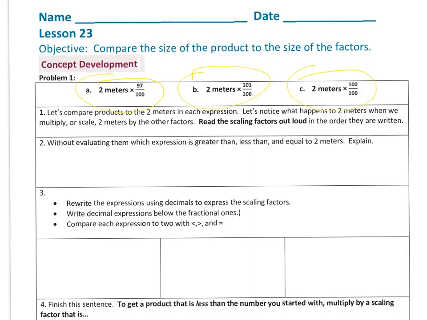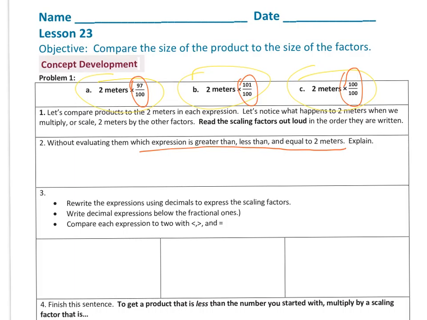So first, we're going to compare the products to the 2 meters, because we're starting with 2 meters in each of these problems. So let's notice what happens to 2 meters when we multiply or scale 2 meters by other factors. These numbers here are the scaling factors. Let's see what each scaling factor does to the 2 meters that we start with. Without evaluating, without sitting down and working it out and solving it, which expression is going to be greater than, less than, or equal to 2 meters?